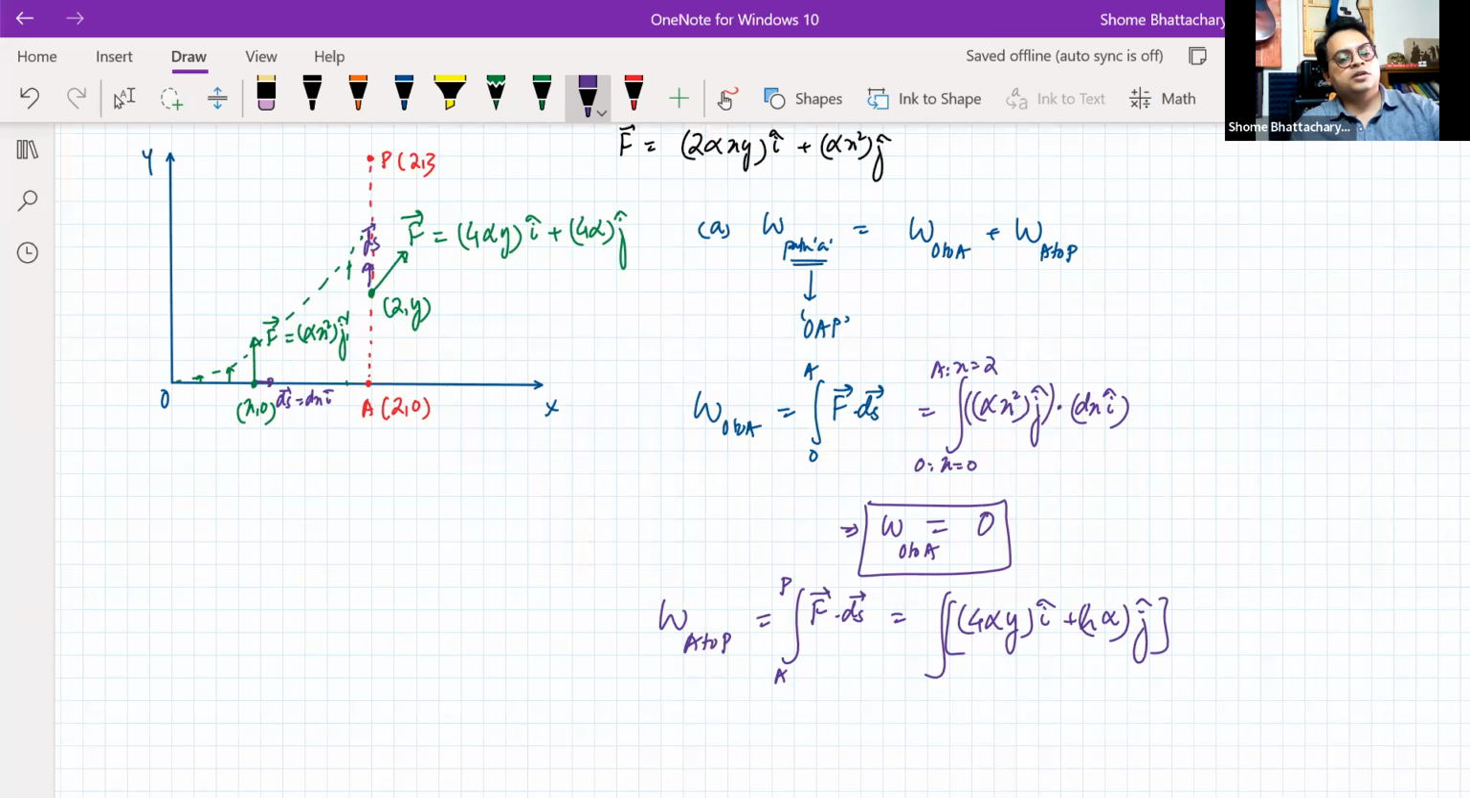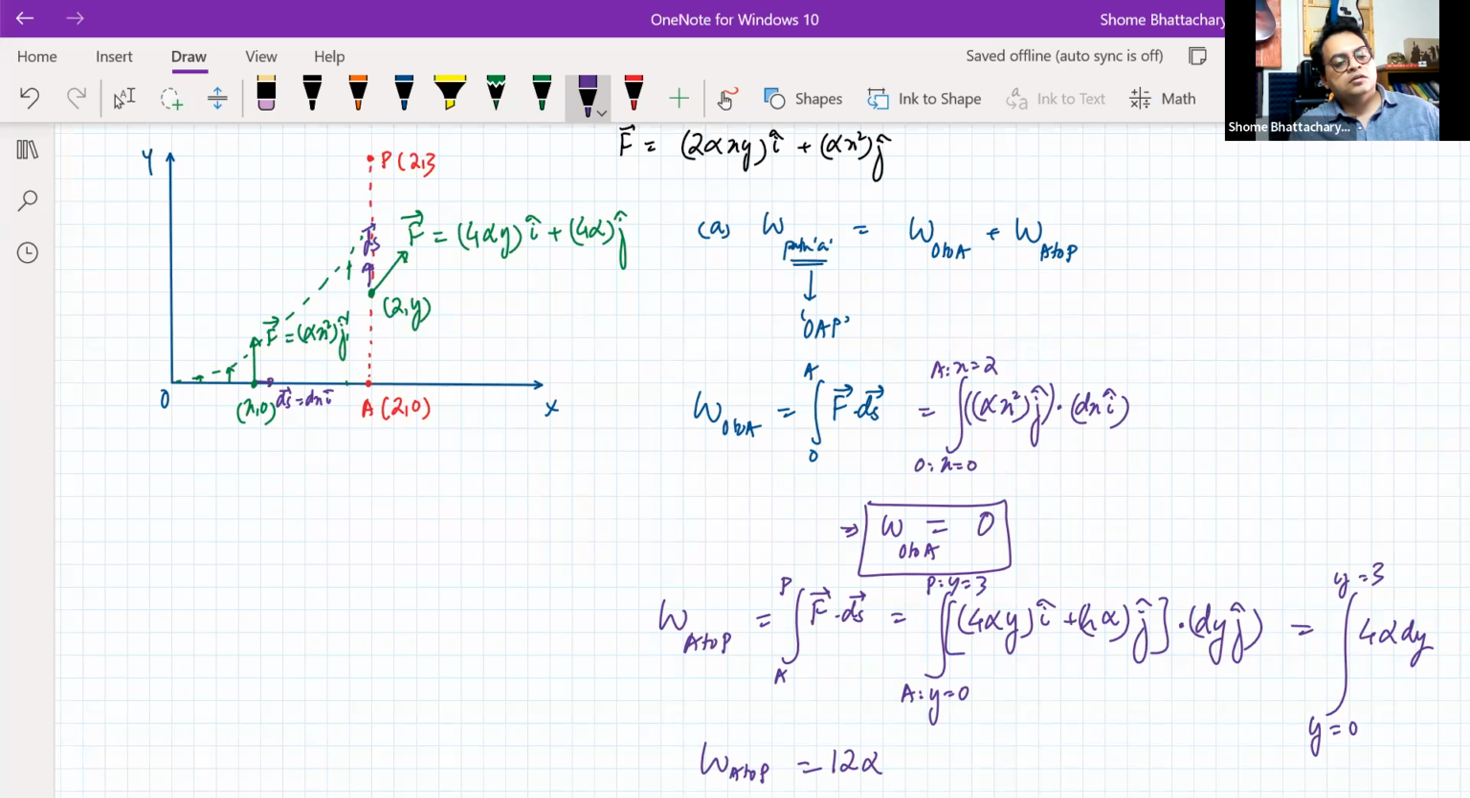This force is dot product with a displacement which is only having a y component, dy j cap, from A, where y is equal to 0, to P, where y is equal to 3. So when we work out this dot product, i cap dot j cap is 0. So this works out to be 4 alpha dy from y equal to 0 to y equal to 3. So work done from A to P works out to be 12 alpha. Just put the limits and you'll see.